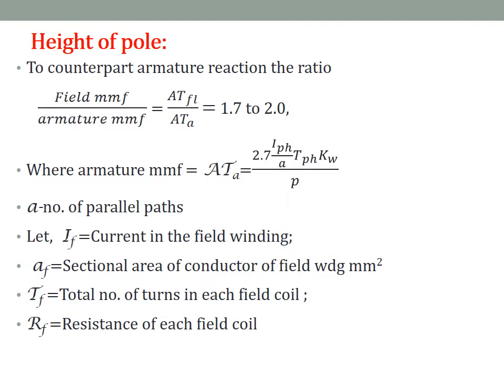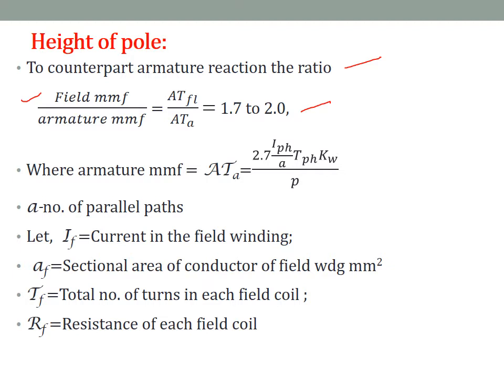To counter the armature reaction, the ratio of field MMF to armature MMF, that is ATfl by ATa, should be equal to 1.7 to 2. Means ATfl should be very large, because of armature reaction there will be a demagnetizing effect and a cross magnetizing effect. So to counter the armature reaction, the ratio should be 1.7 to 2.